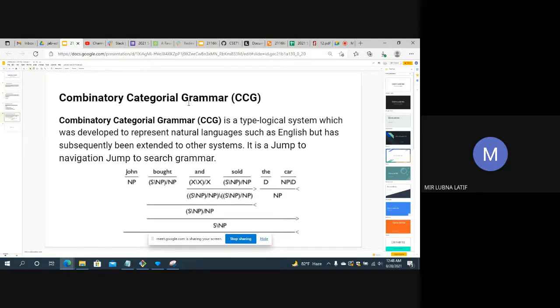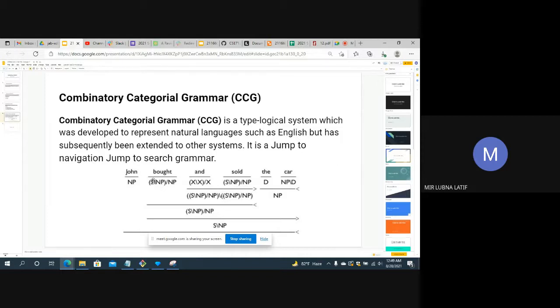Combinatory Categorial Grammar. What is CCG? It is a type of logical system which was developed to represent natural language such as English but has subsequently been extended to other systems. It has three parts: lexicon, category, and rules. Category can be divided into atomic and complex, and rules can be divided into two parts: backward function and forward function.